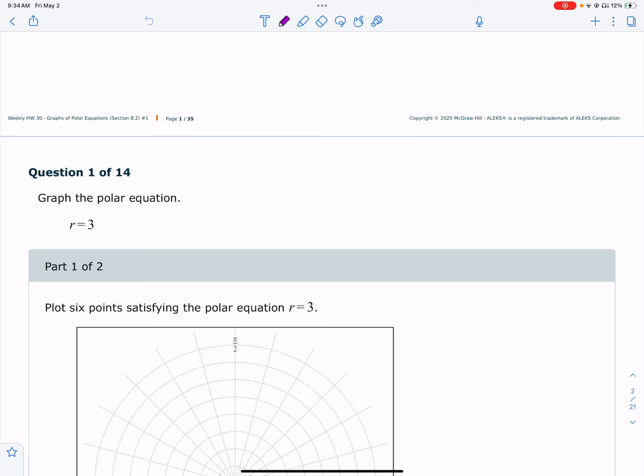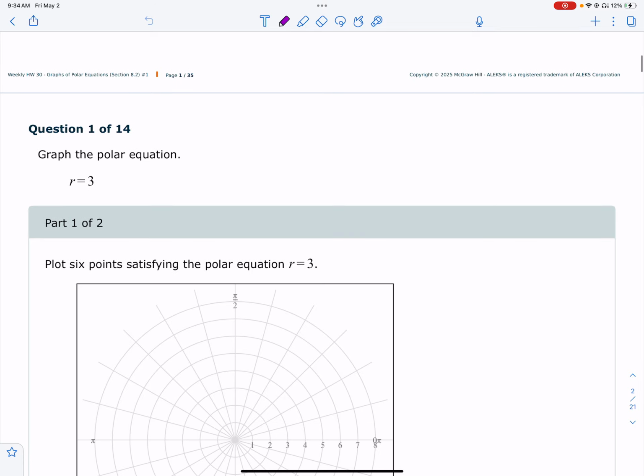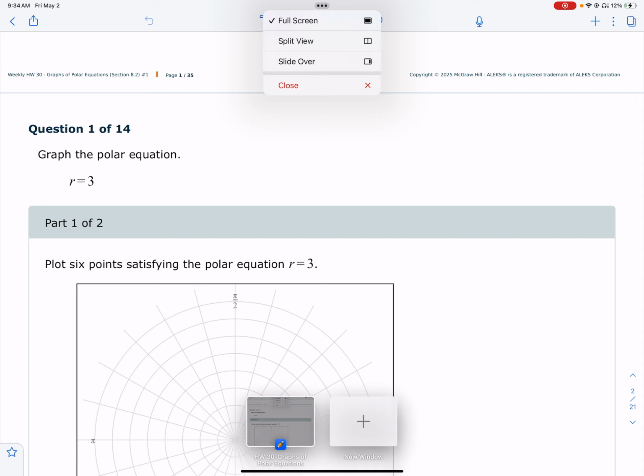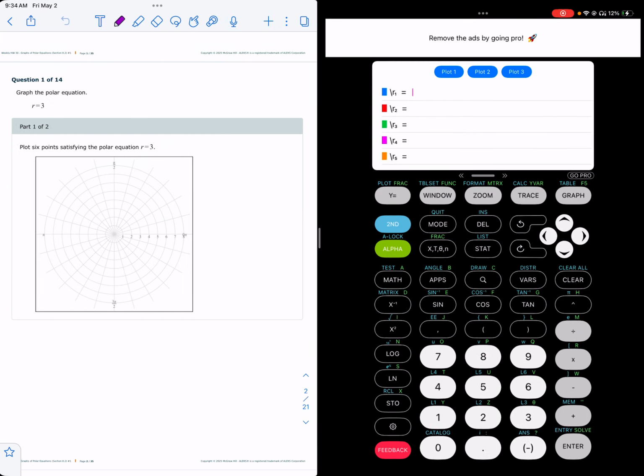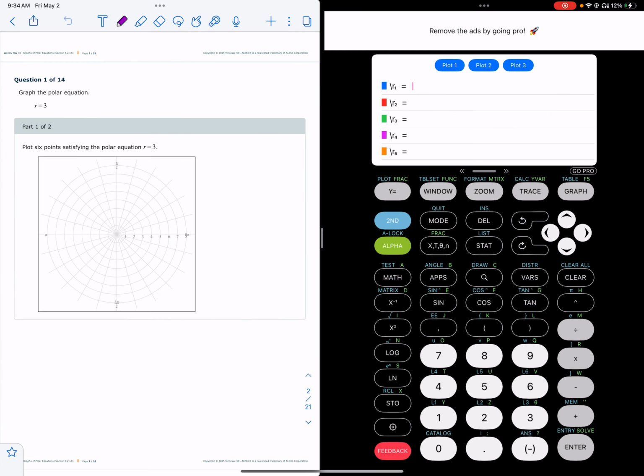All right, guys. When I first saw this section, I was like, ooh. But I think that you're going to be fine as long as you use your graphing calculators to help you. So let me pull that up.